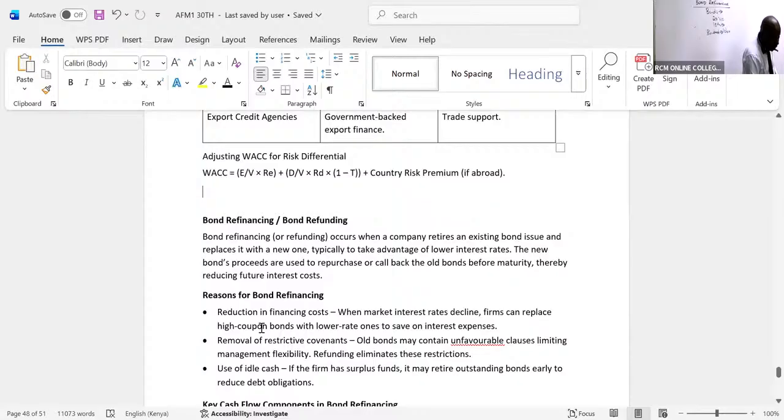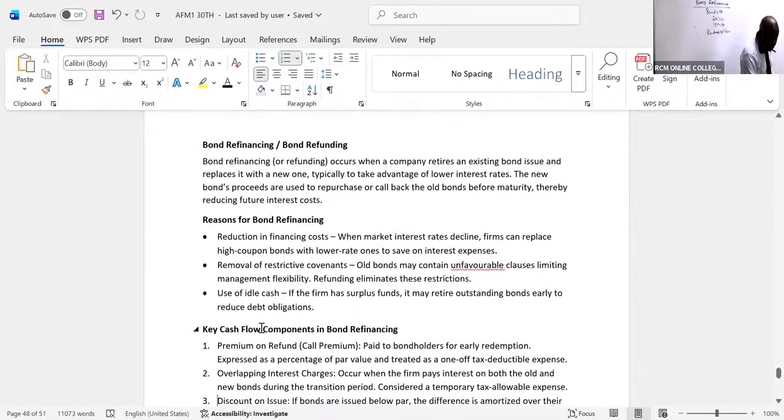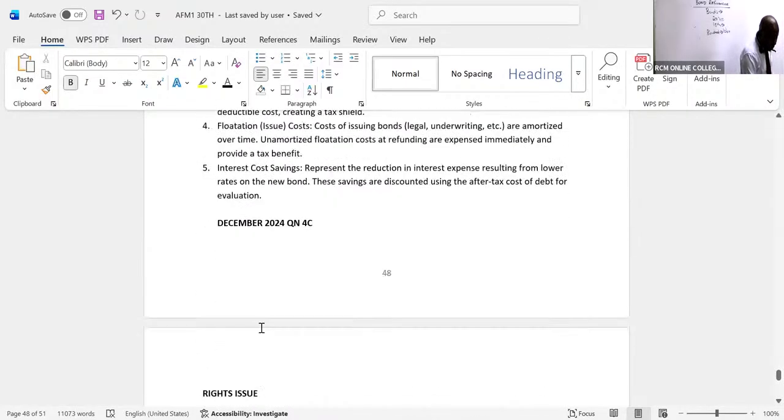Use of idle cash. If you realize in this case here that you have got some 20 billion somewhere lying idle, then what should you do? And you happen to be having bonds. You happen to be having a loan. Retire that old loan. All right. So for us to be able to understand what you're talking about, I would want us to look at December 2024, question number 4C.